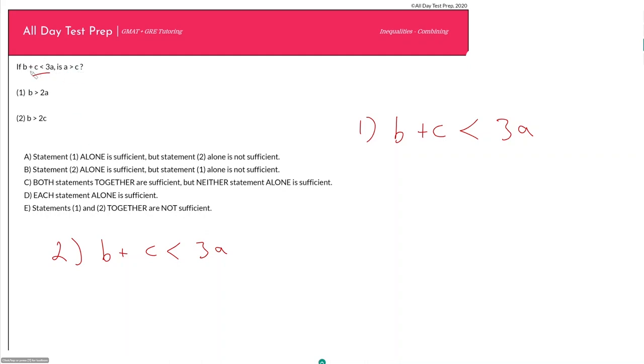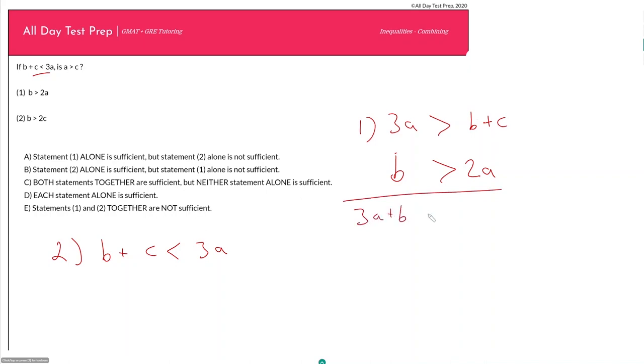What that means is I want to get rid of this b. And so that is my goal when I'm combining my inequalities. I want my b to cancel out. So statement 1 tells us then b is greater than 2a. So now all I have to do is get my inequalities with their signs facing the same direction. So I'll just rewrite the first one: 3a is greater than b plus c. And now I can add these guys.